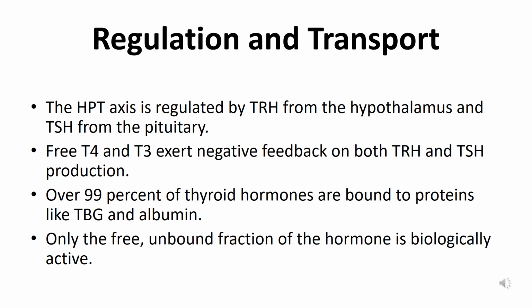As thyroid hormone levels rise, the body activates a negative feedback mechanism. Free T3 and free T4 signal back to both the hypothalamus and pituitary gland to suppress further thyrotropin-releasing hormone and thyroid-stimulating hormone production. This feedback loop helps prevent excessive thyroid hormone production and keeps metabolism within a stable physiologic range.